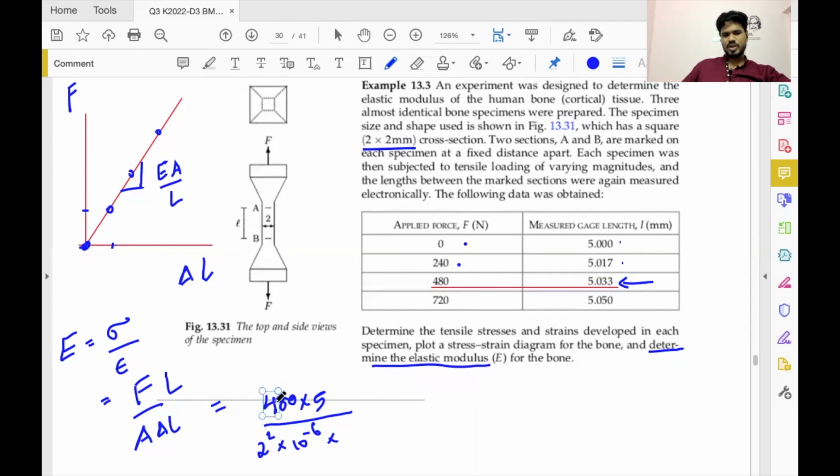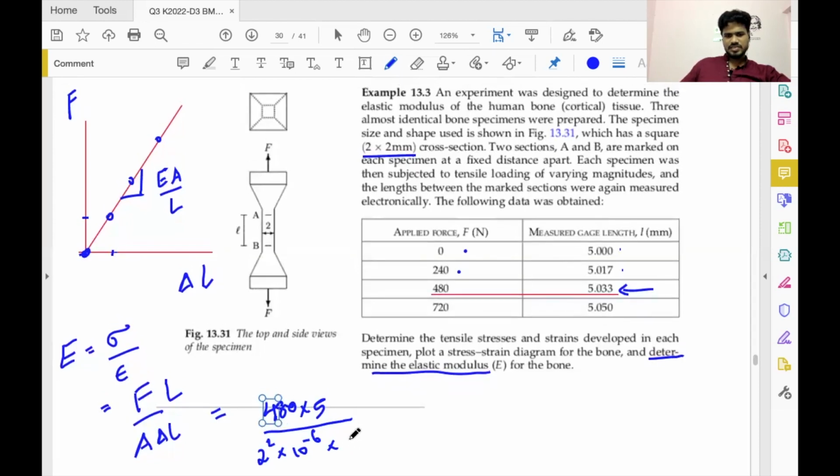Right now this is in newton per meter square. This delta L I'll write in mm. That delta L is 0.033. So this mm gets cancelled. The answer we get is in pascals. How many pascals here? 480 into 5 divided by 4 divided by 10 power 6 divided by 0.033.